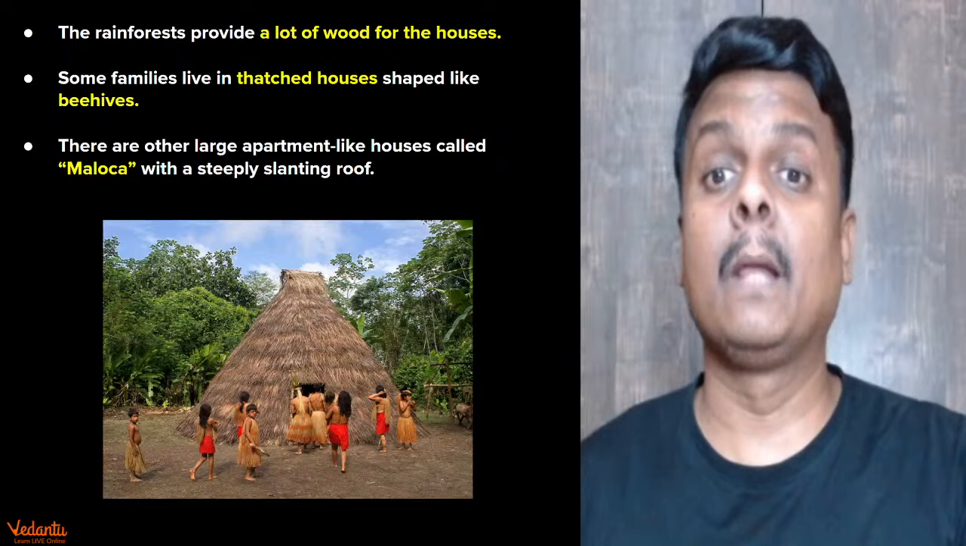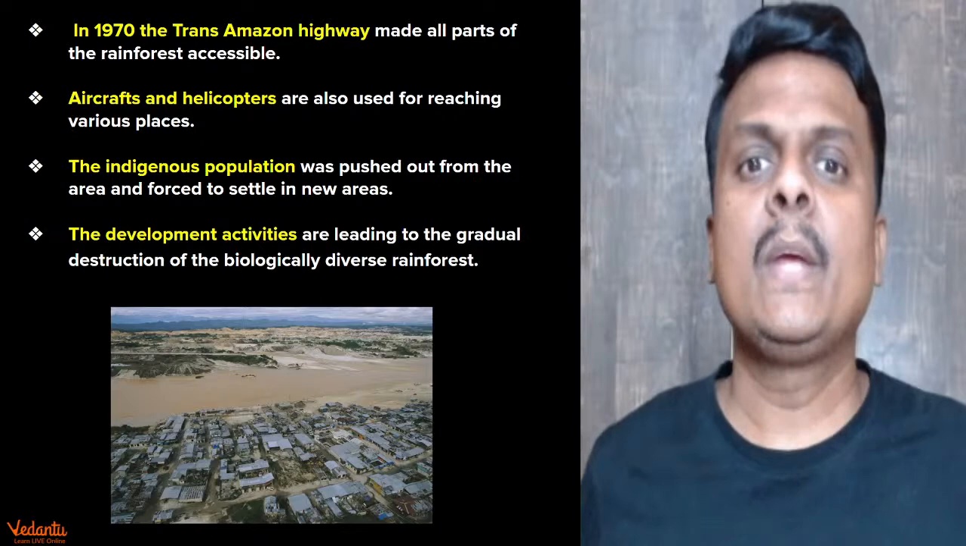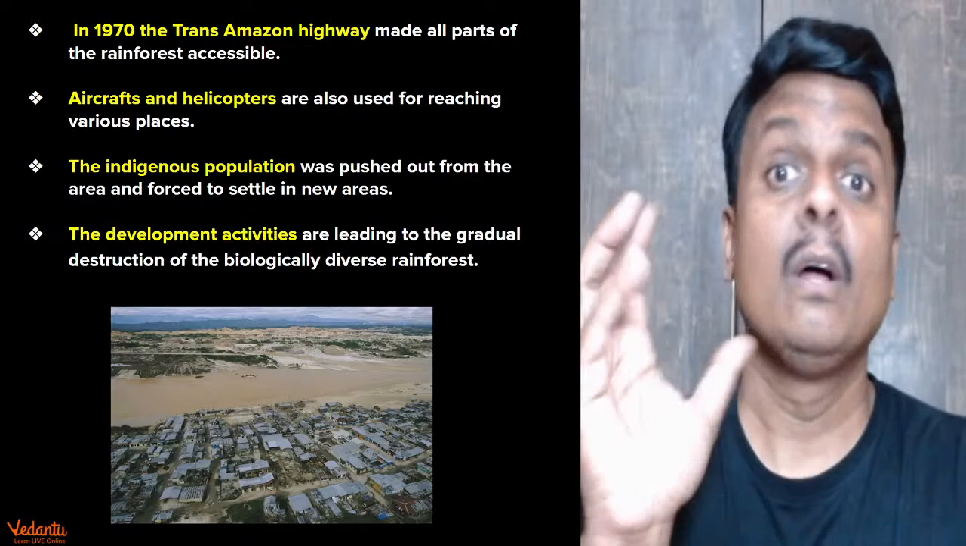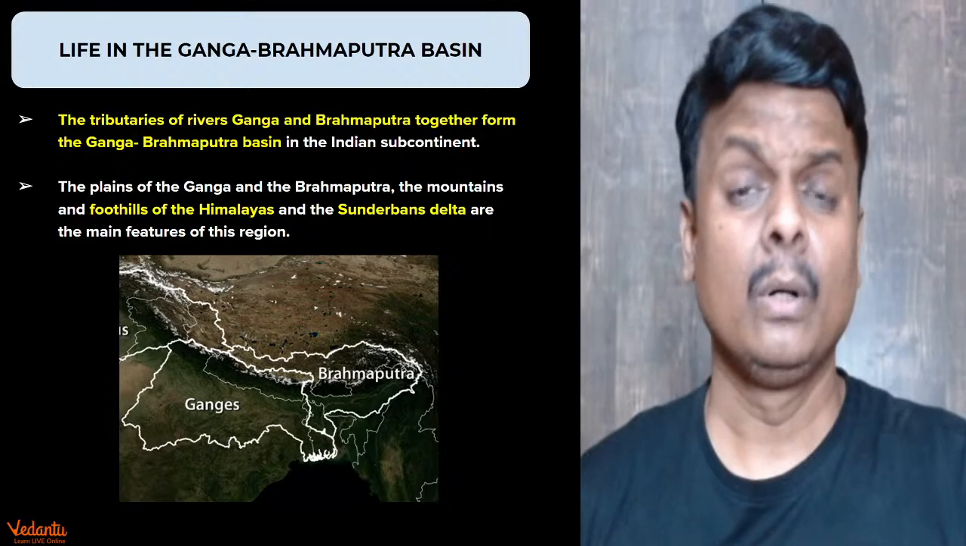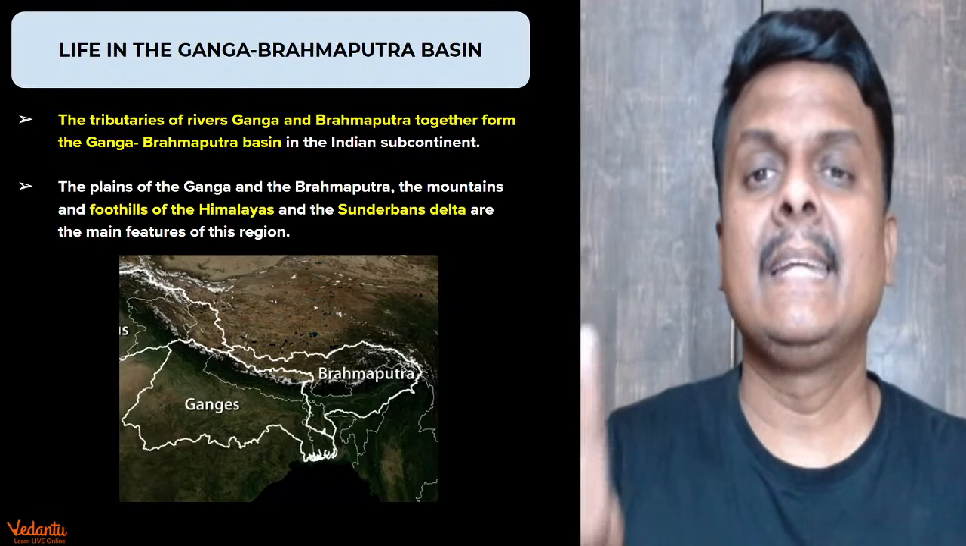Cool? Now, guys, in 1970, they built the Trans-Amazon Highway, which made the entire rainforest accessible. Because of which, a lot of transport started moving in. As a result, the indigenous population was forced to go to different places. Right? It is also observed that because of so much movement and accessibility, the nature in the Amazon basin is getting disturbed.